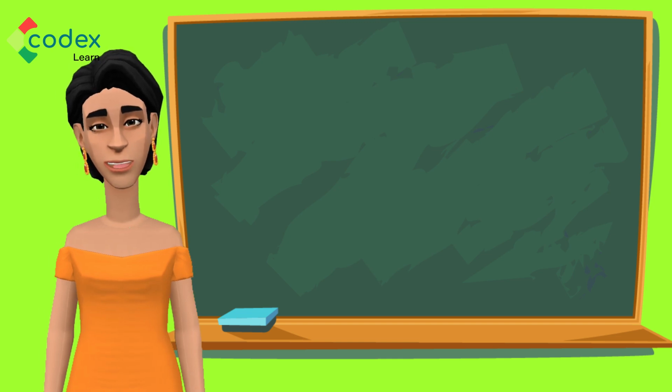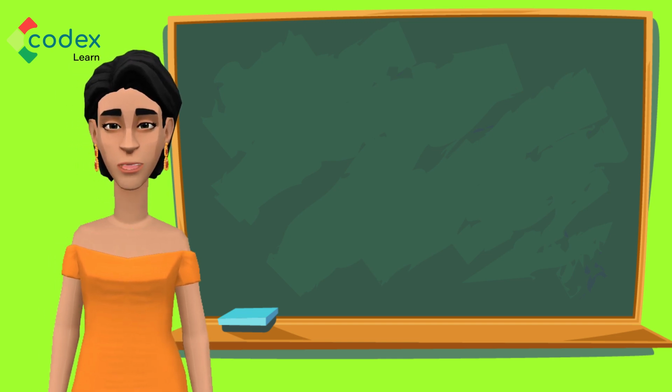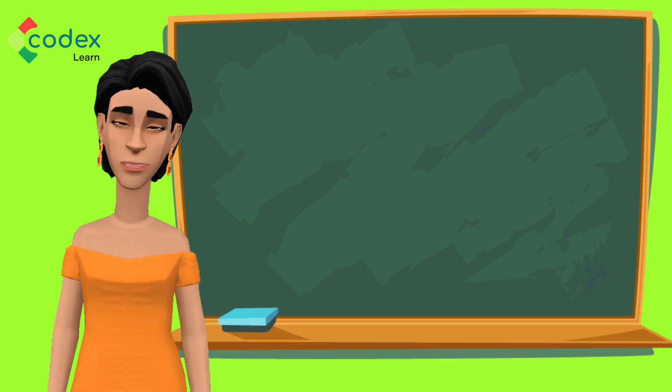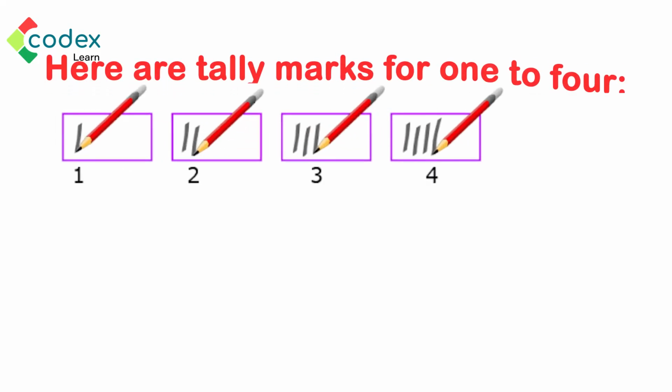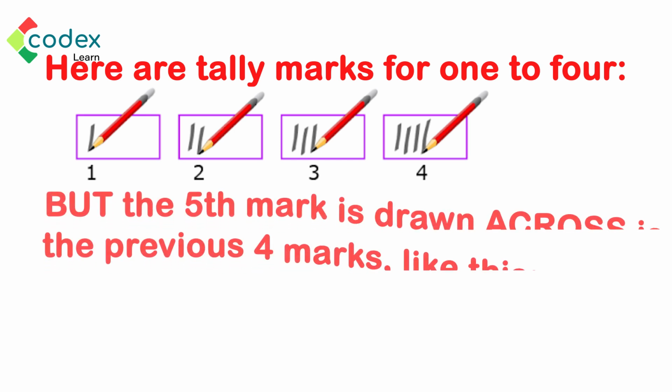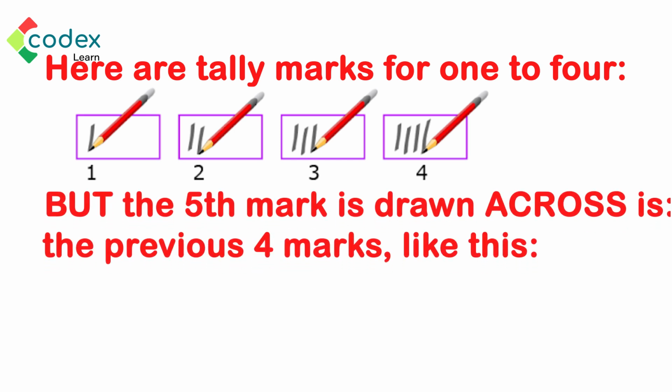One vertical line is made for each of the first 4 numbers. The 5th number is represented by a diagonal line across the previous 4. Here are tally marks for 1 to 4. But the 5th mark is drawn across the previous 4 marks, like this.